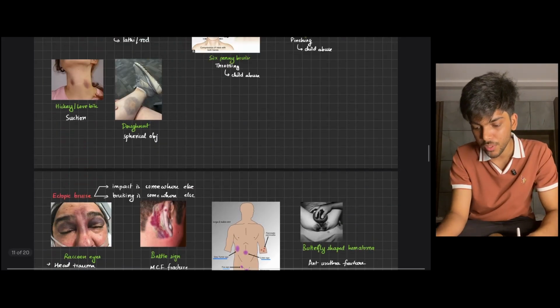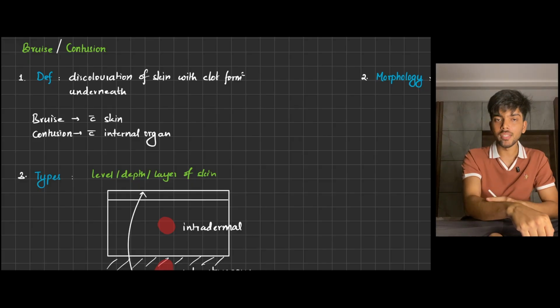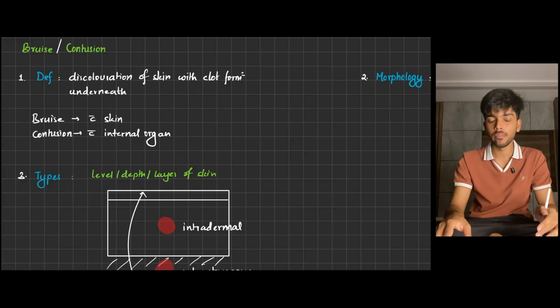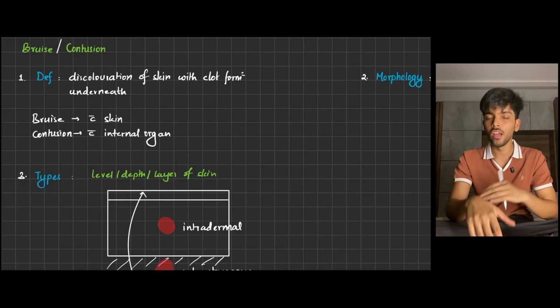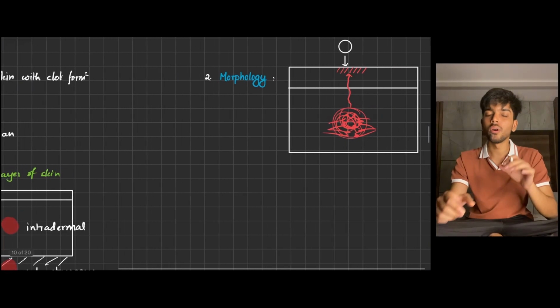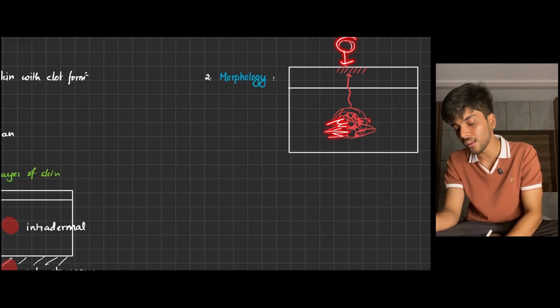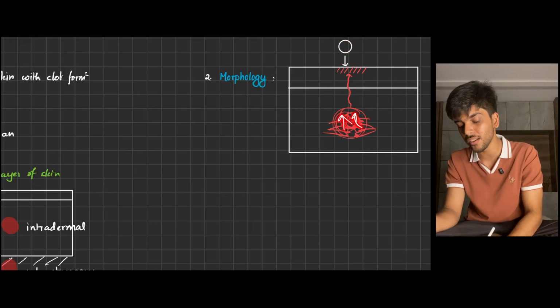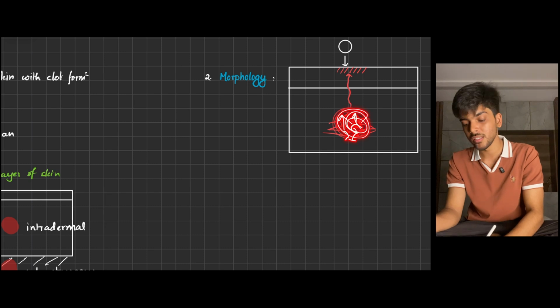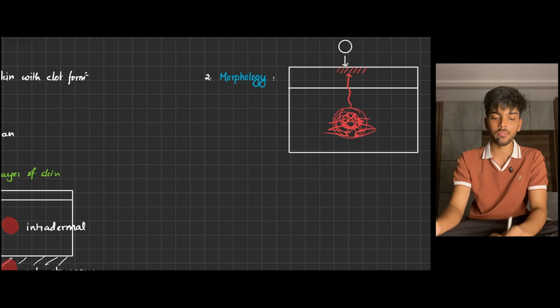Let's revise bruise then. Okay, first, what is bruise? Discoloration over the skin due to clot underneath. Bruise is associated with skin, contusion is associated with internal organs. Morphology. So there is blunt force injury that results in rupture of blood vessel inside the dermis. As a result, there is extravasation of blood and formation of clot. Some of this blood seeps into the epidermis, leading to discoloration of the skin.